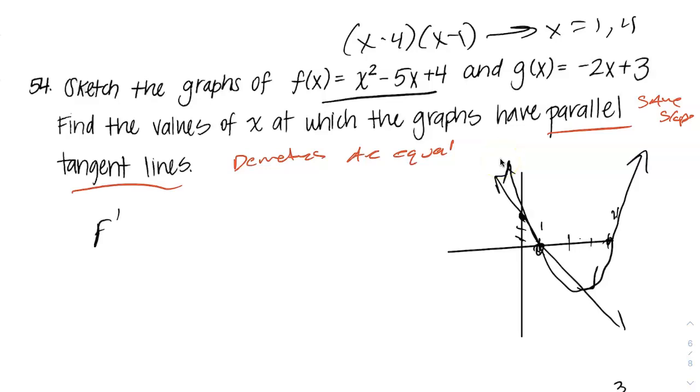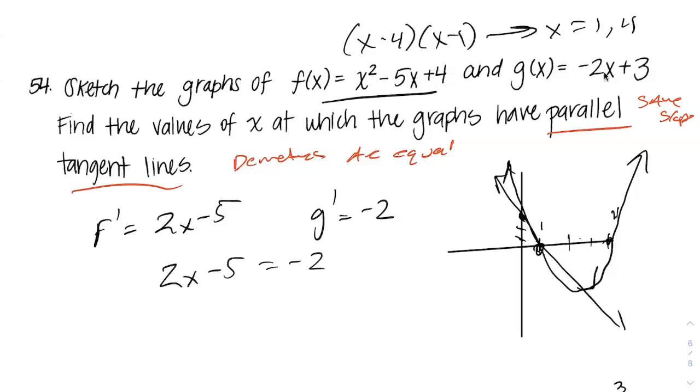Let's find f prime. That should be 2x minus 5. Let's find g prime. That's going to be negative 2. Set them equal to each other. Add 5. 2x equals 3. x equals 3/2. And there we go.